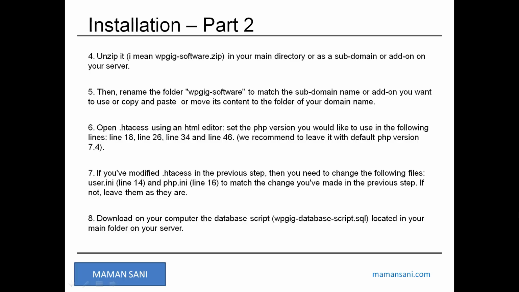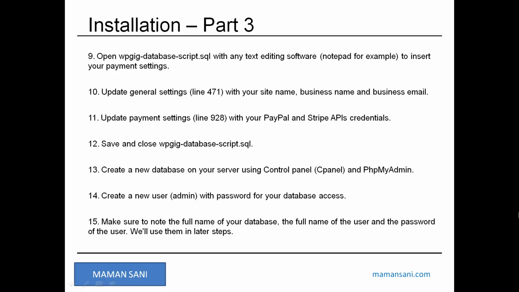Download on your computer the WpGig database script from your server. Open WpGig database script.sql with any text editing software, Notepad for example, to insert your payment settings. Update general settings, line 471, with your site name, business name, and business email. Update payment settings, line 928, with your PayPal and Stripe API credentials. Save and close WpGig database script.sql.